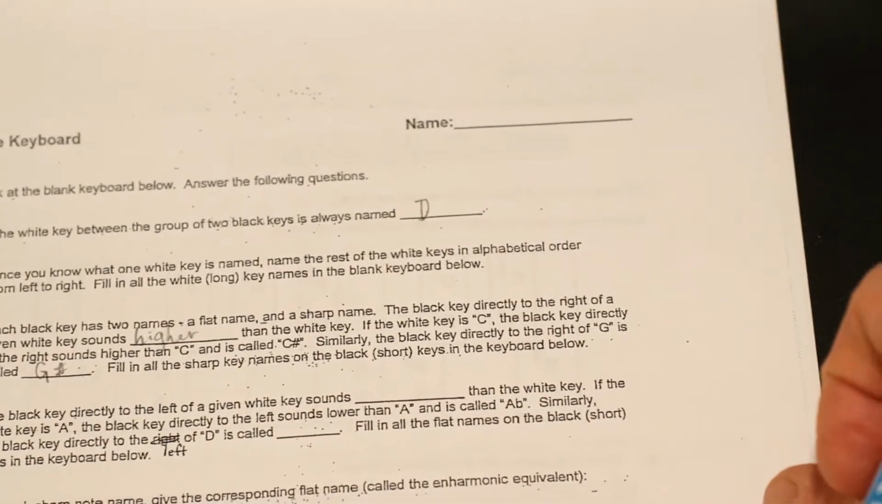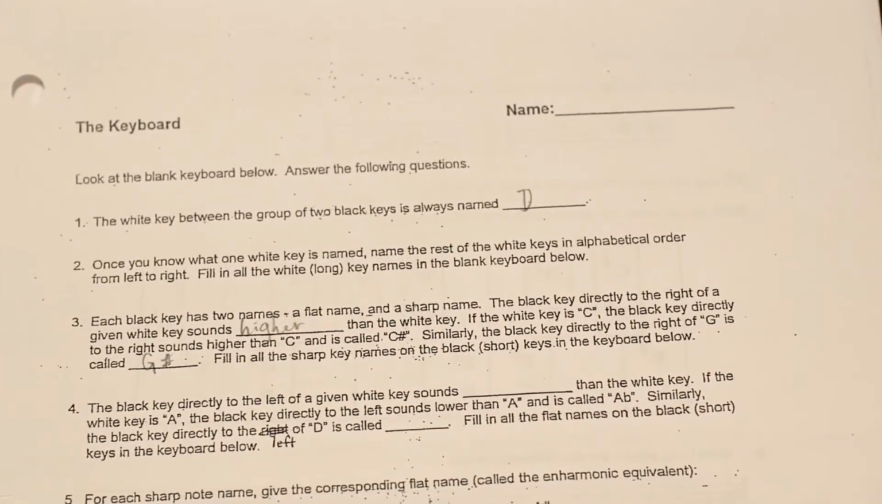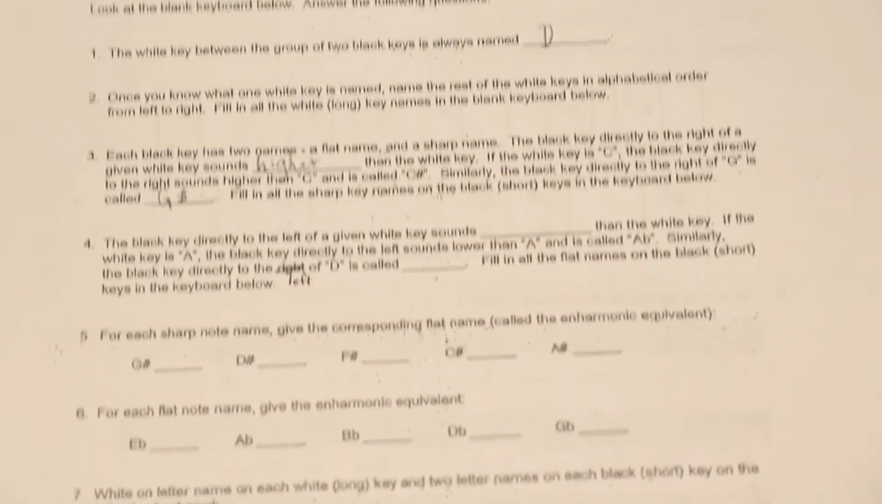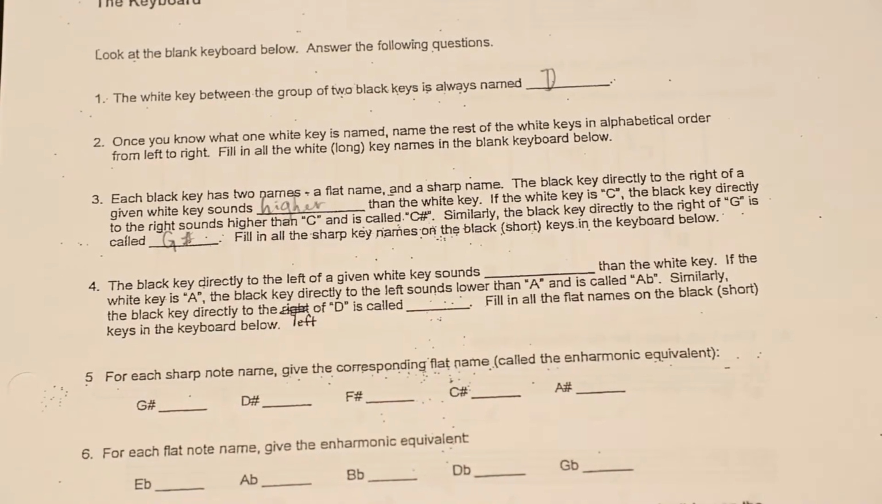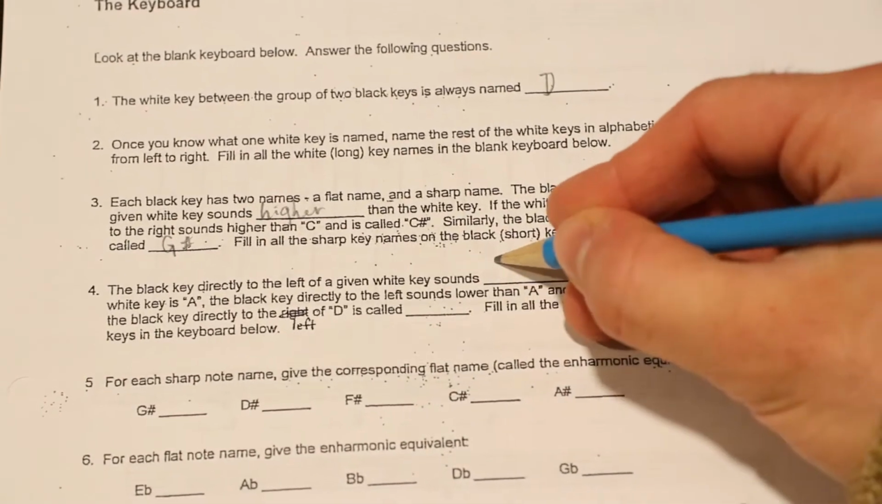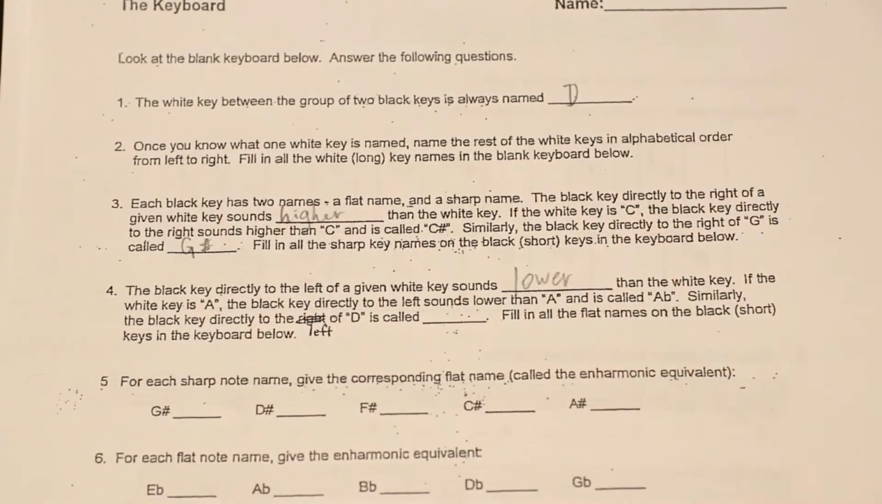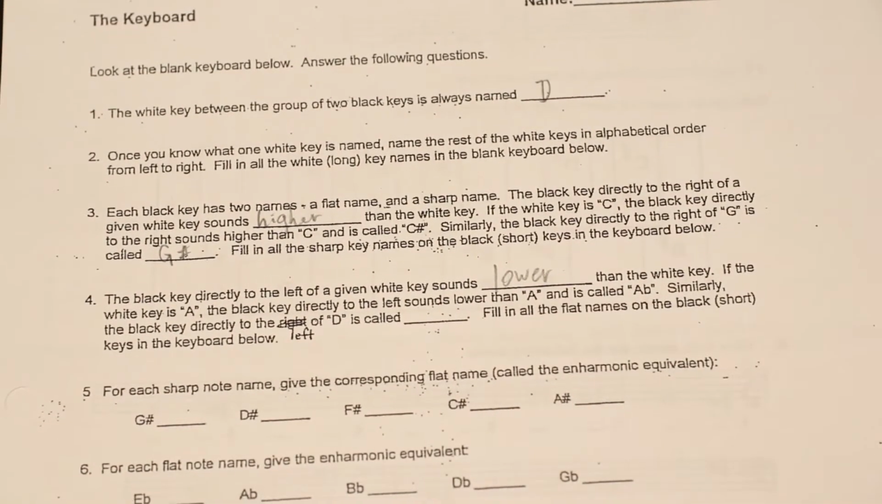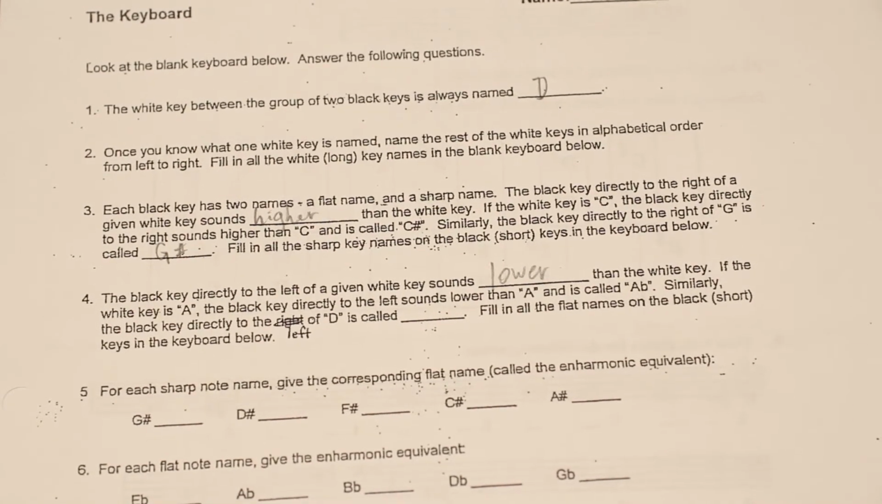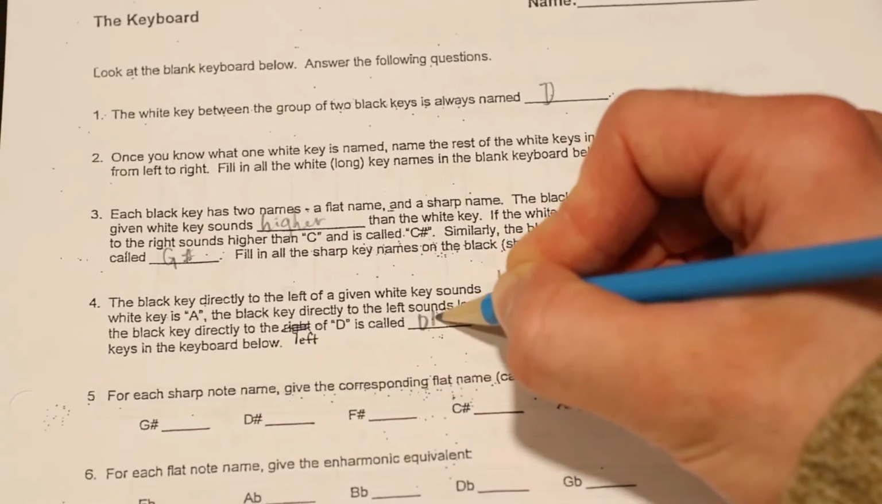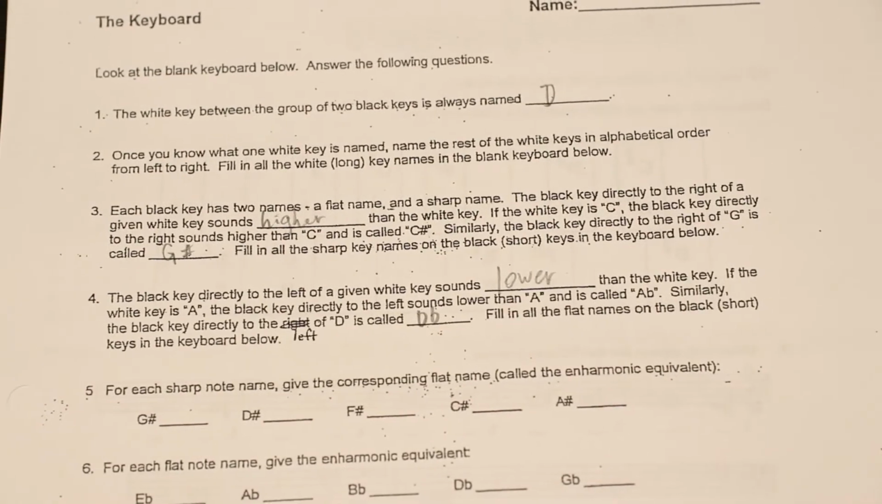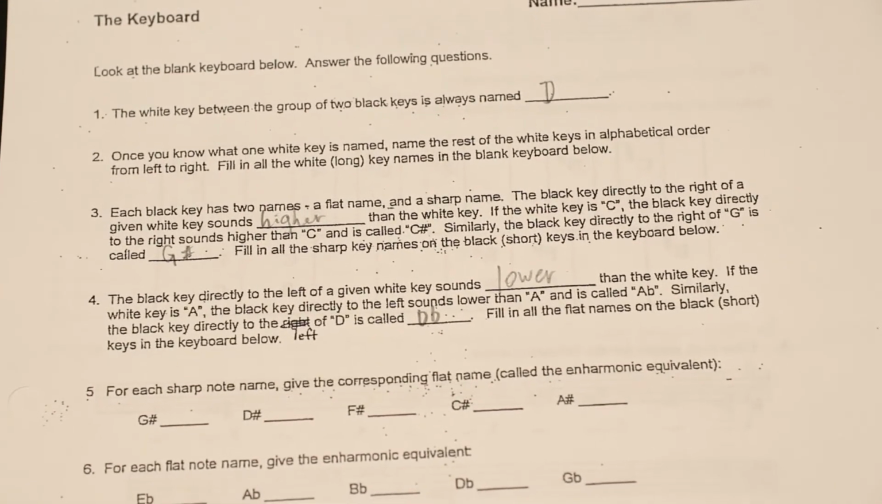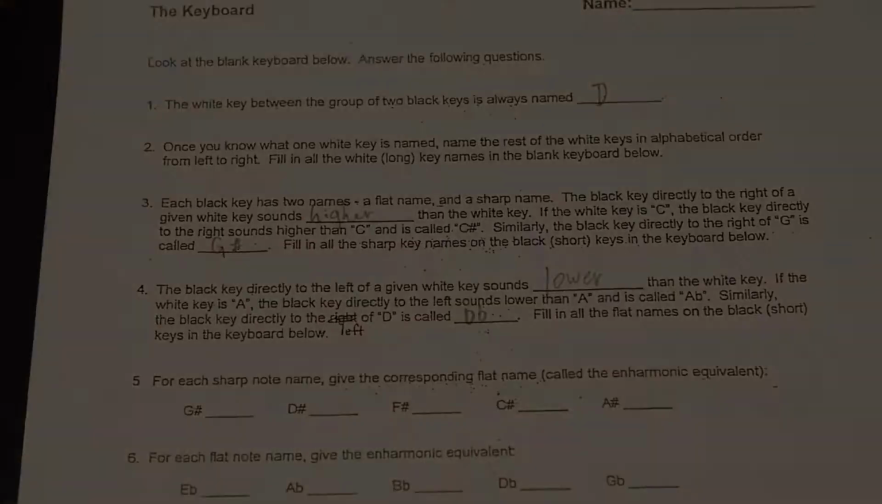Number 4 is telling us the same thing, but it's going the opposite way. So the black key directly to the left of a given white key sounds lower than the white key. If the white key is A, the black key directly to the left sounds lower and is called A flat. Similarly, directly to the left of D is called D flat. Fill in all the flat names on the black keyboard below. I will do that and then I will show you on the next screen.